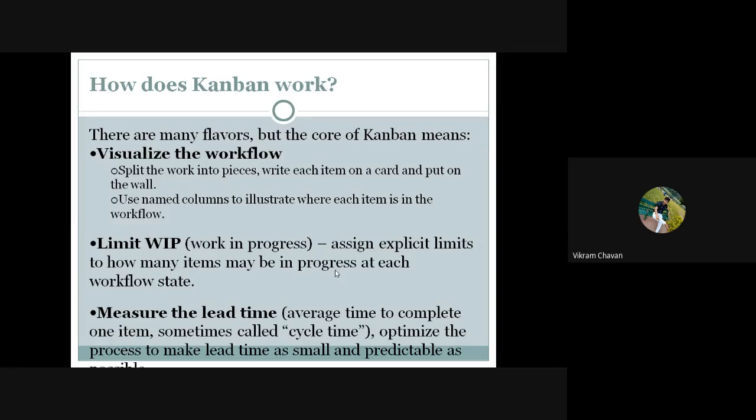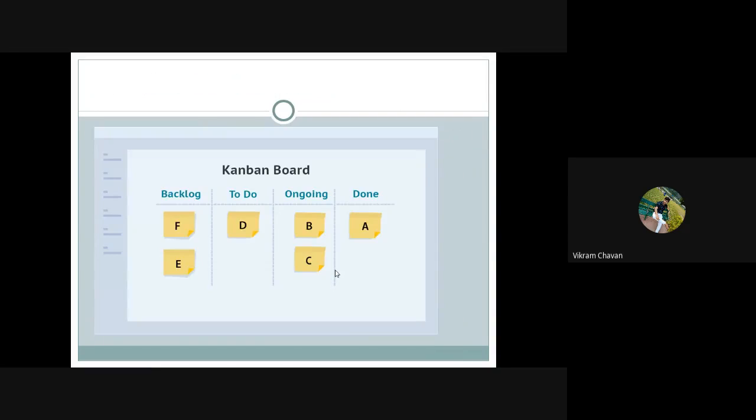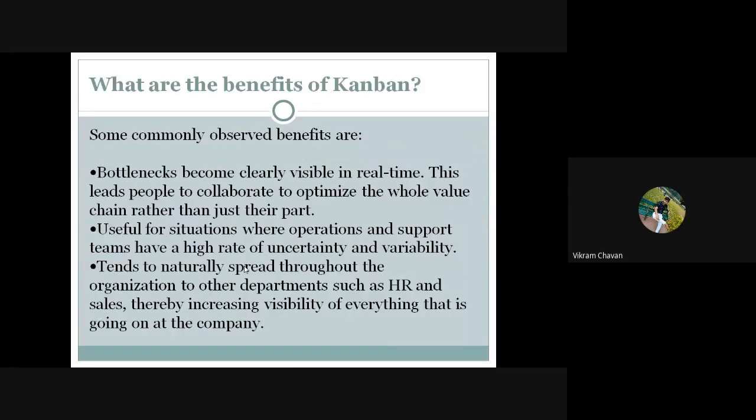Then it will limit the work in progress, so limits are provided. Initially there were physical boards, and on those physical boards we had to provide cards according to the products and materials, and transfer these cards from one column to another column. But nowadays this physical Kanban board is replaced by computerized Kanban boards, to reduce complication in the process.